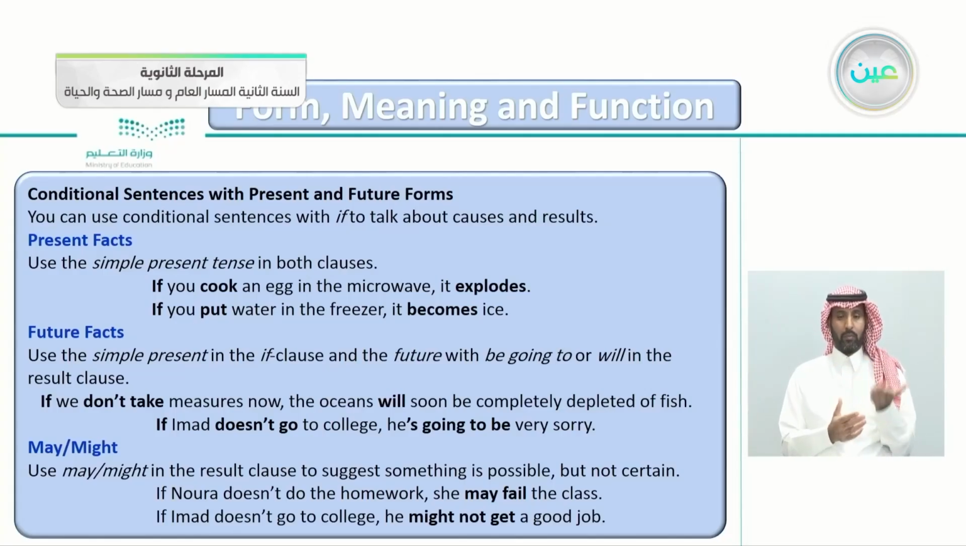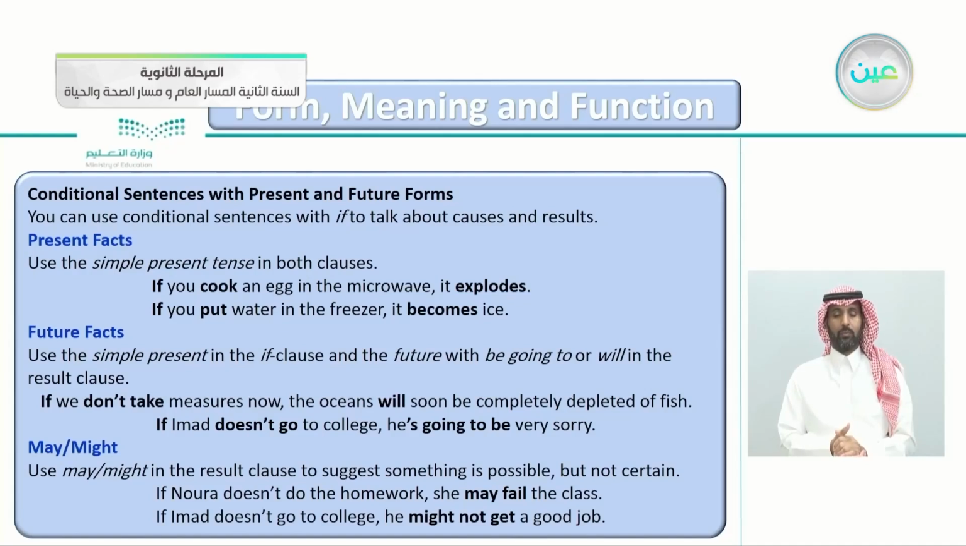Another example here, if Imad doesn't go to college. Again, if Imad doesn't go, using the simple present in the if clause, he's going to be very sorry. He's going to be, the result clause, very sorry. So we use going to for the future.